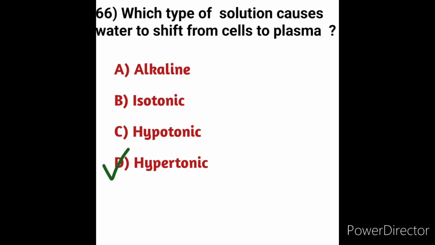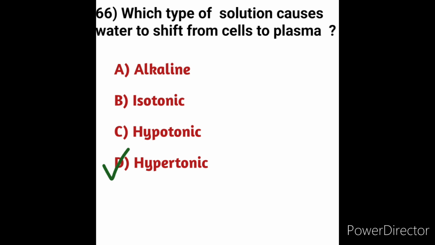In detail, a hypertonic solution causes water to shift from the cell into the plasma. The water flows through the membrane from a high to low concentration. The process is called osmosis. So here option D is the correct answer.